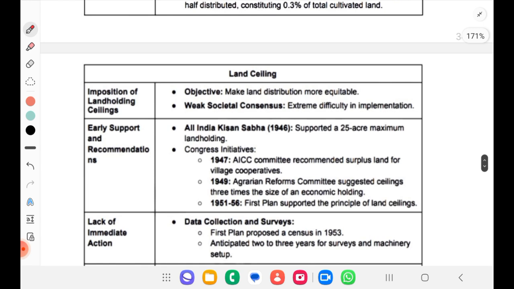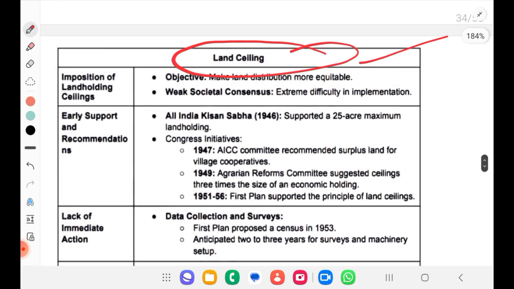So then comes: the zamindari abolition is over. Tenancy rights is over. Now land ceiling. So we'll see what this is.